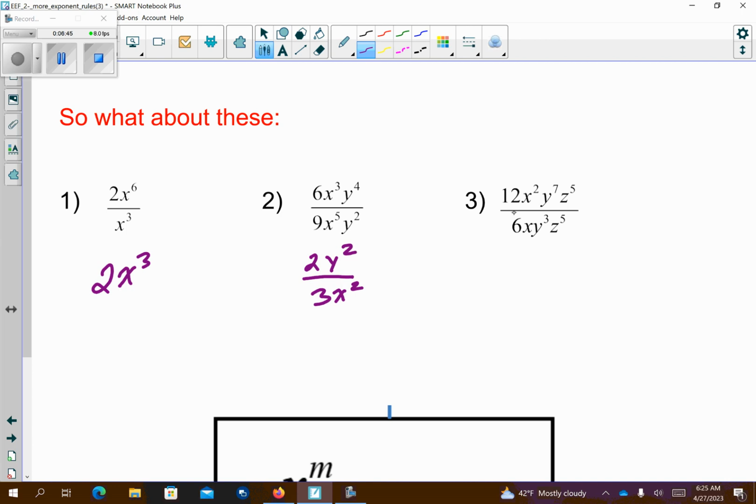Number 3, we're going to go ahead and reduce. 6 goes into 12 twice. Tug of war with the x's. That's x to the first. Who wins between the top and bottom? Well, the top by 1.